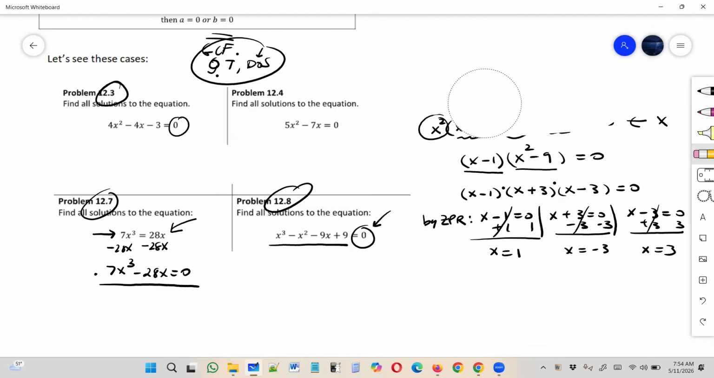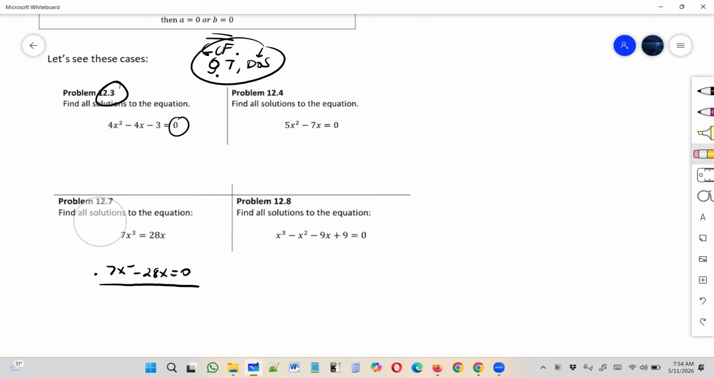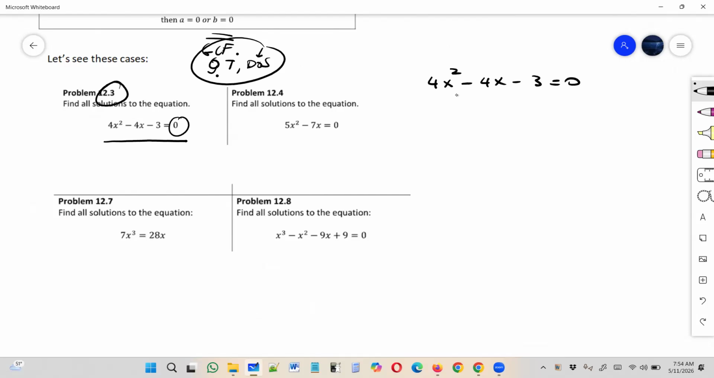Erase this again. Erase all of that. The polynomial is already equal to 0, so this is a proper starting point. And there's no GCF. This is definitely no grouping. It's not difference of squares, and it looks like a trinomial because I have 3 terms. Now, the trinomial, we're going to use the AC method, right?